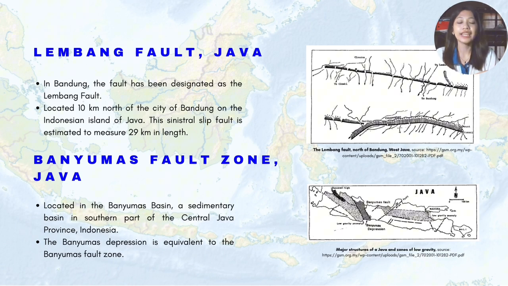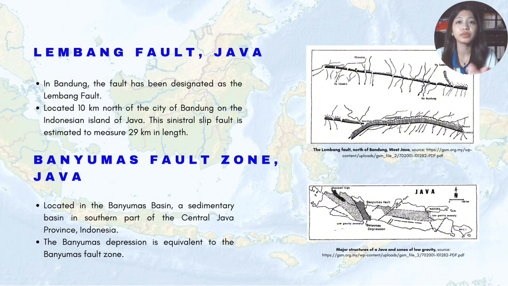And now, let us discuss one of the most closely watched fault lines in West Java, which is the Lembang Fault, located 10 kilometers north of the city of Bandung on the Indonesian island of Java. This fault stretches for about 29 kilometers and is considered an active fault, meaning it still has the potential to generate earthquakes. No major earthquakes have been recorded along the fault line in history, meaning it has not yet released a large earthquake for hundreds of years. But still, experts believe that this fault has the potential to produce a magnitude 6.5 to 7 earthquake in the future.